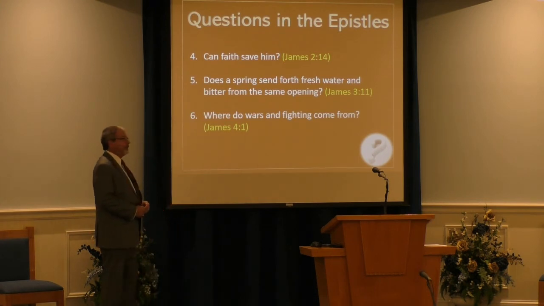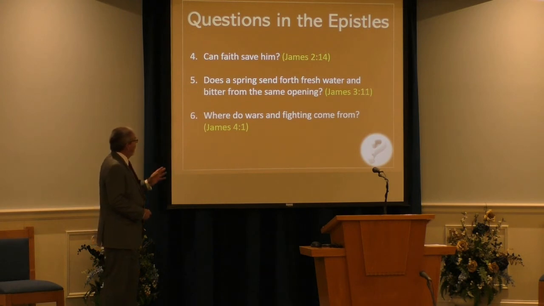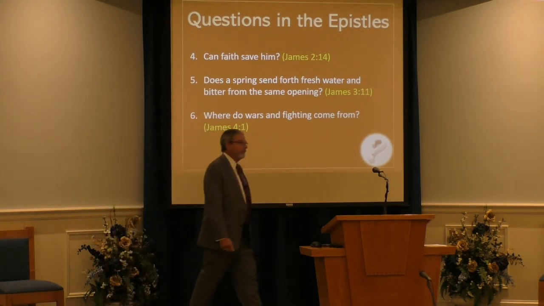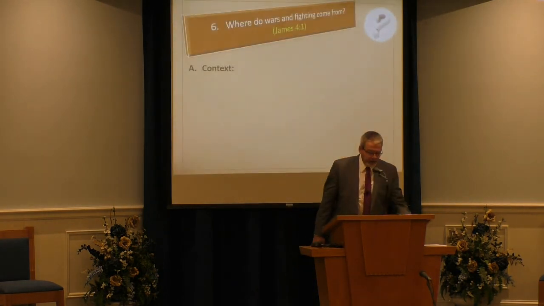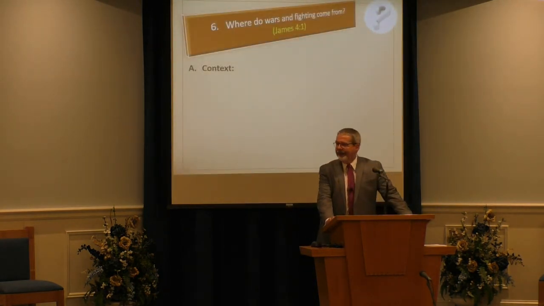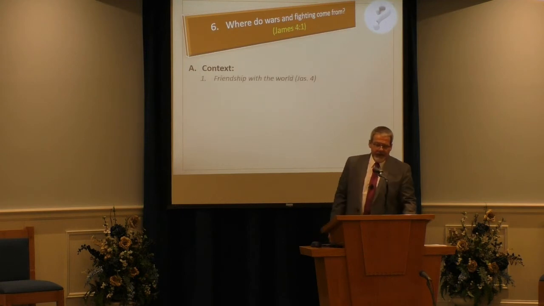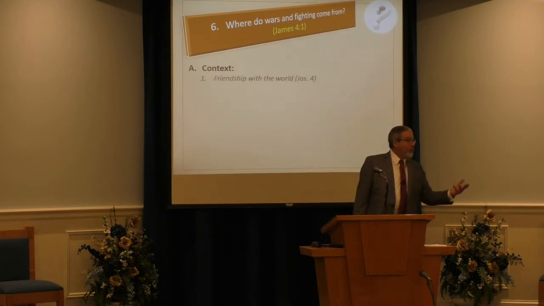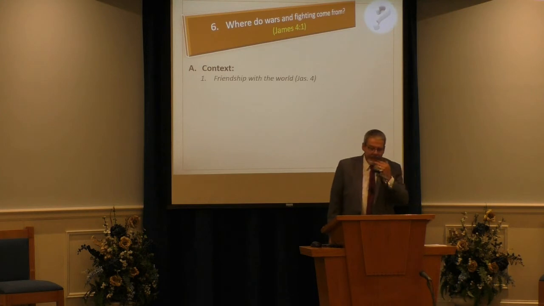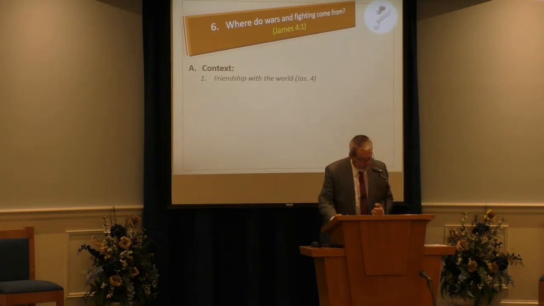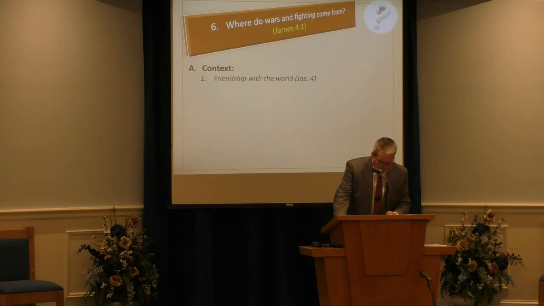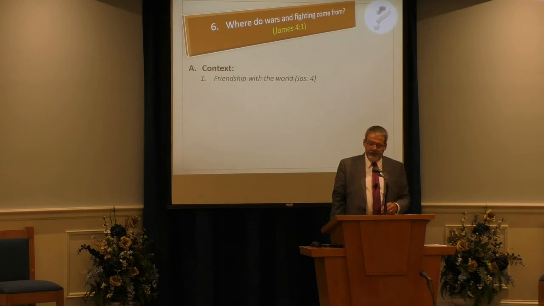Question number 6, chapter 4. Next chapter. We've looked at 2, 3, now 4. Where do wars and fights, or fighting, come from among you? What's the context? Well, the context deals in chapter 4 with friendship with the world. Notice at verse 4, adulterers and adulteresses, do you not know that friendship with the world is enmity against God? The whole context deals with friendship with the world.